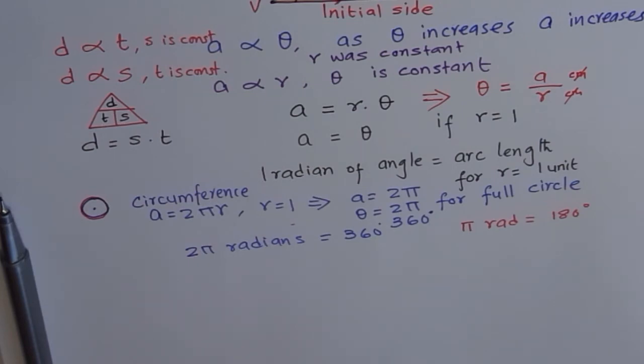Correct? So we learned a couple of things here. First, we related our angle theta in radians to degrees. Secondly, we related it to arc length when the radius is 1. I hope you remember that, and we'll do some questions which will help you to get this concept.